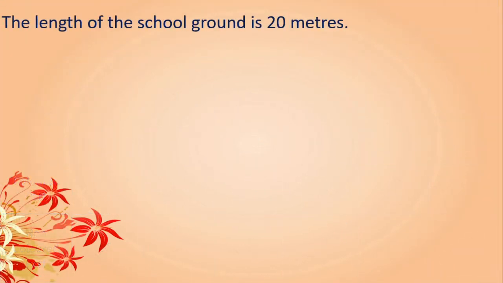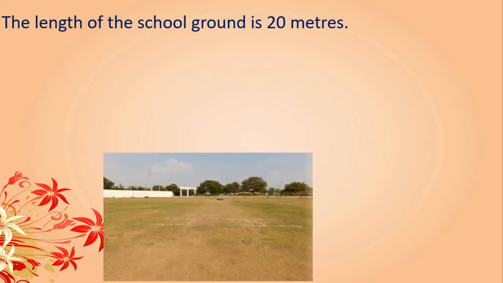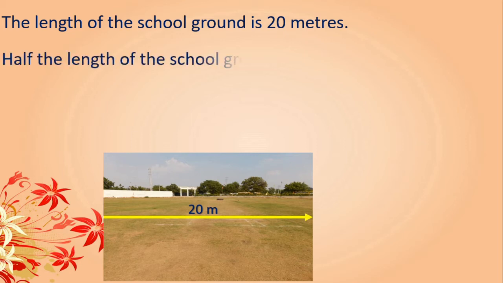Now, here we will go through some problem sums. See this. The length of the school ground is 20 meters. See, this is a school ground. The length of school ground is how much? It is given 20 meter. Please try to understand. The sum is same, but it is given in statements. Second, what is half the length of the school ground?